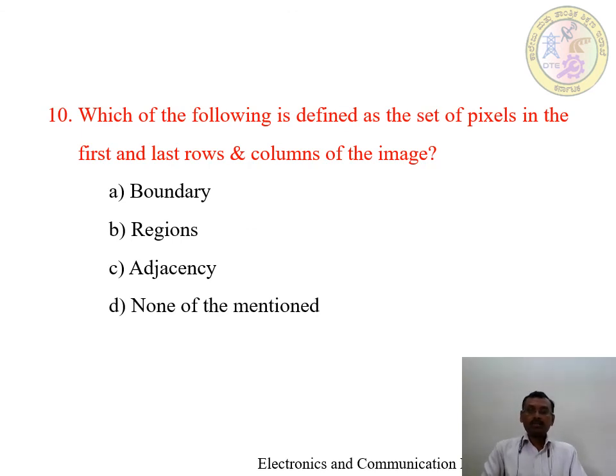10th question. Which of the following is defined as the set of pixels in the first and last rows and columns of the image? Option A, boundary. Option B, regions. Option C, adjacency. Option D, none of the mentioned. Answer is option A, boundary.